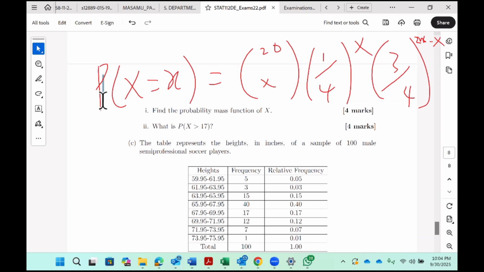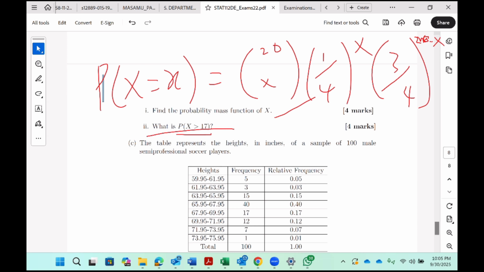So here, greater than 17 means you have to calculate the probability at X equals 18, X equals 19, and X equals 20, and that'll give you your probability. You add all the three: X equals 18 plus X equals 19 plus X equals 20. So this is the answer to this one. We substitute X equals 18, 19, 20, and add all three, and that will give us the probability that X is greater than 17.